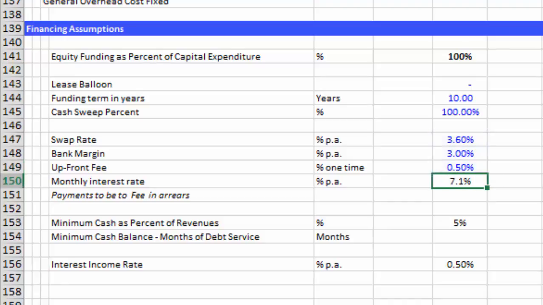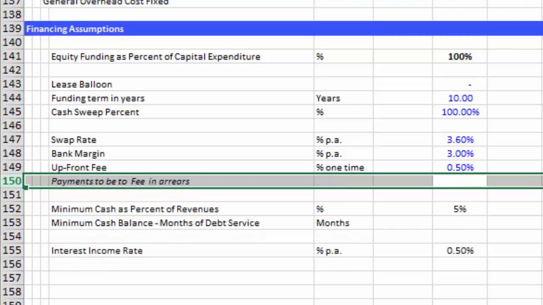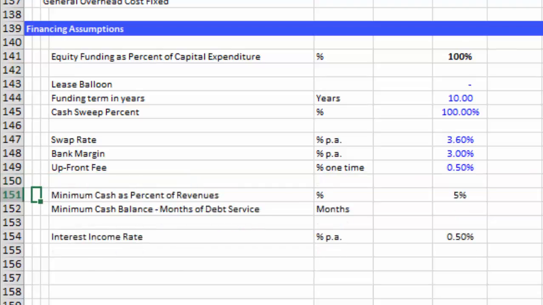And then we have the upfront fee. And for some idiotic reason, the upfront fee that gets added one time is added. Payments to fee and arrears, I don't know what that means. We assume everything occurs at the end of the month. Now we're going to put some cash on the balance sheet so we can use a debt service reserve account or just make some assumptions. This is more like a corporate model assumption. And then once we have some cash, we'll have an interest income rate.